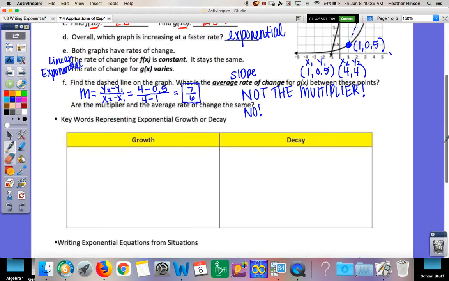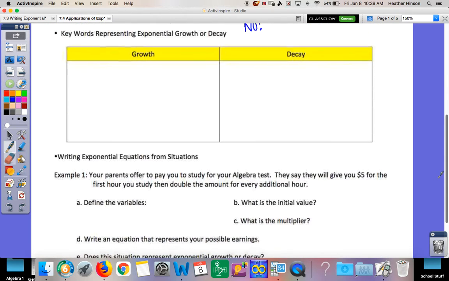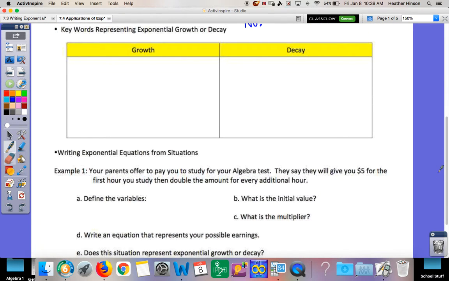Okay? So, like I said, we're going to work with exponential word problems today. So you have a couple words you want to look for when we're doing exponential word problems. For growth, you're going to look for words like increasing, appreciation. That's just another way to say it's going up, it's increasing. Compounding.